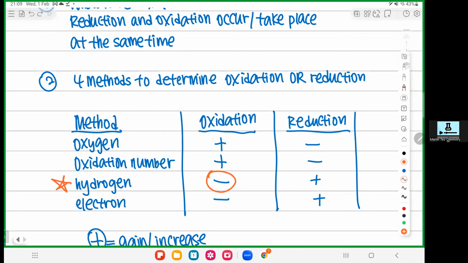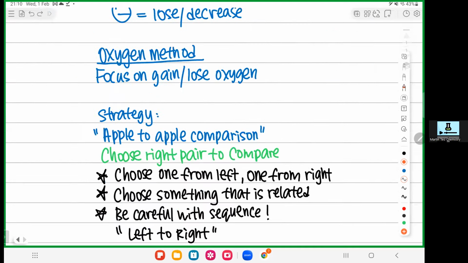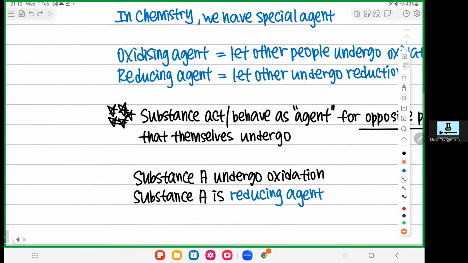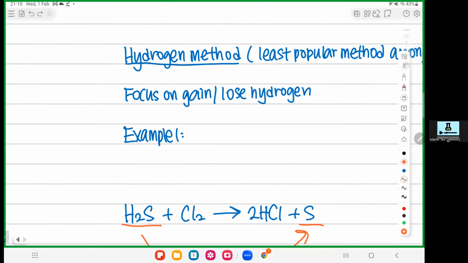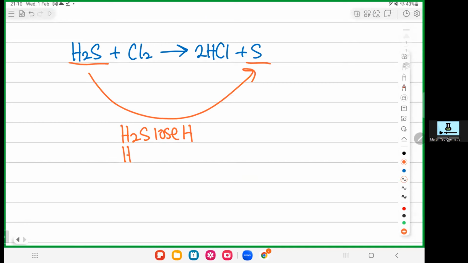So terbalik, hydrogen method is exactly terbalik of oxygen. When you gain oxygen, oxidation. Now, hydrogen terbalik. When you gain hydrogen, reduction. So hydrogen and oxygen are exactly terbalik, yeah? All right, opposite. So when hydrogen sulfide loses oxygen, you undergo oxidation, all right?